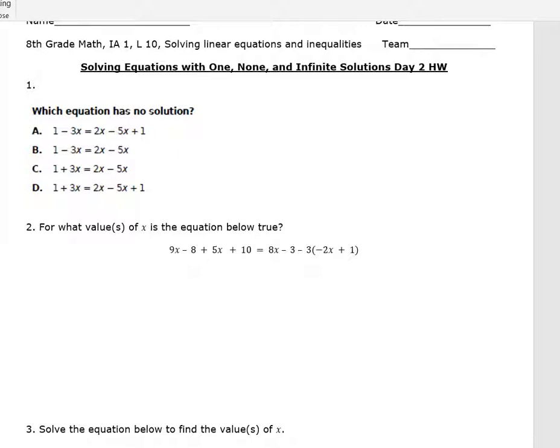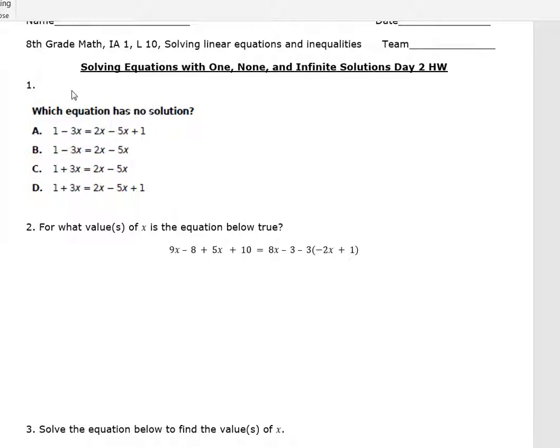Also, it's something that you're going to see on IA1. Again, our goal is that we have mastered this objective completely by the time we get to and through IA1, because this is going to be critically important as we move into more complicated algebra. So with all that being said, let's get started.